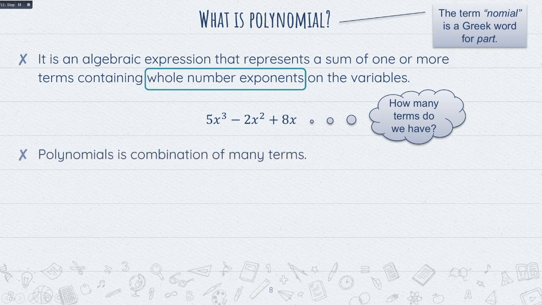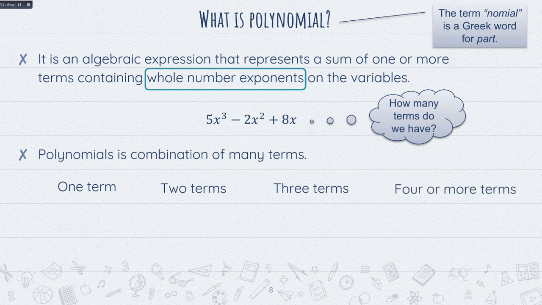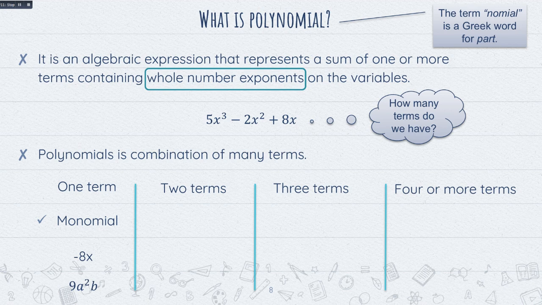And also for polynomials, it is a combination of many terms. It can be classified according to the number of terms. It could be 1 term, 2 terms, 3 terms, and 4 or more terms. When we say 1 term, it is a monomial. Mono means 1. So it is the classification for a polynomial which has 1 term. Examples are negative 8x and 9a squared b, which are all monomials, or only have 1 term.